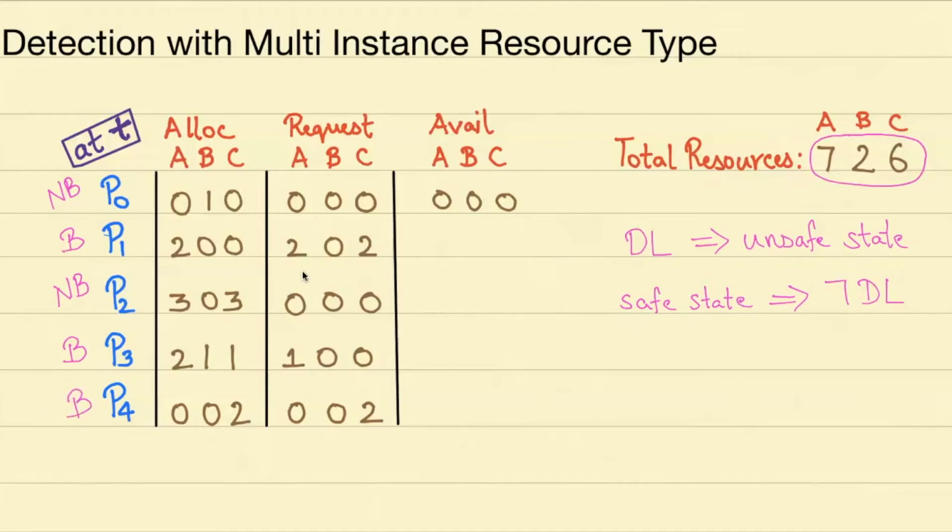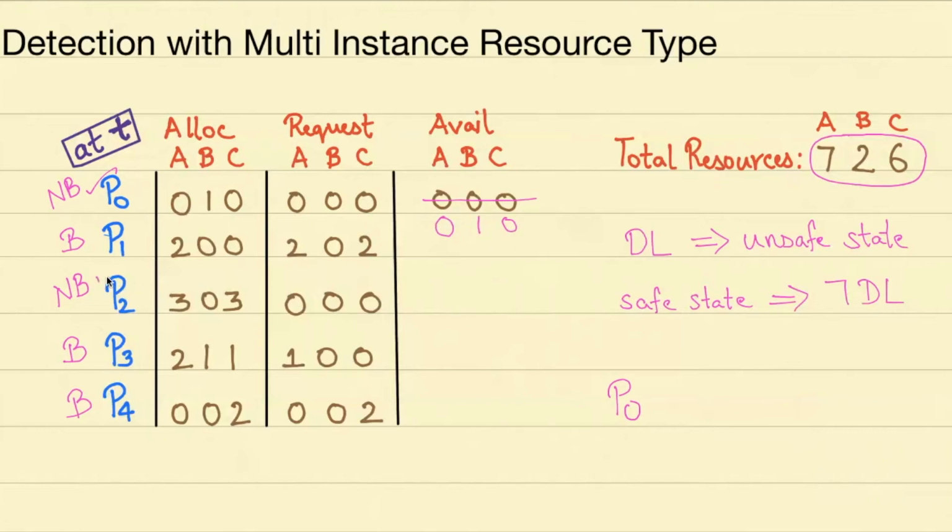We will check for a safe sequence now. First, either P0 or P2 can finish its task. Let's assume P0 completes its task and releases the allocated resources. My available will become 010 because it was allocated 010. It will release these resources, so I'll add them to the availability. So my current available will become 010.